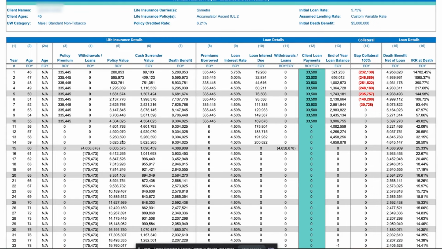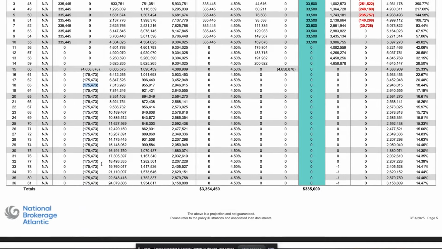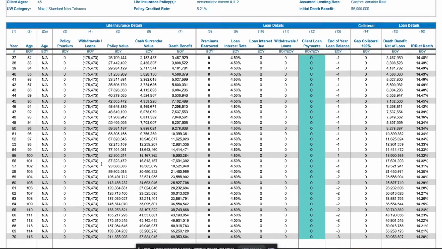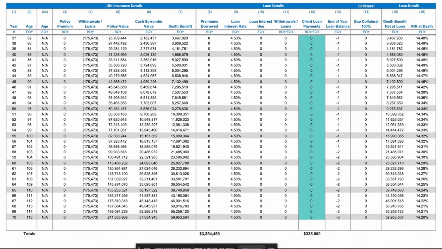And then all the way down to year 15, outstanding loan balance of 4.6 million. We're going to show you taking a distribution from the policy to eliminate that bank loan of 4.6, which then allows you to take those distributions of $175,000 a year income tax-free for the rest of your life. And again, that $175,000 is all the way down to age 115.